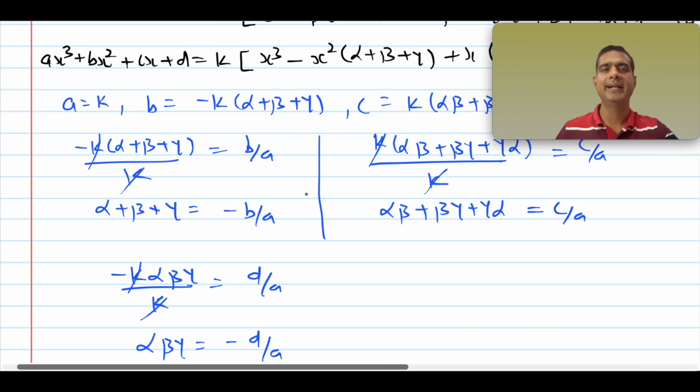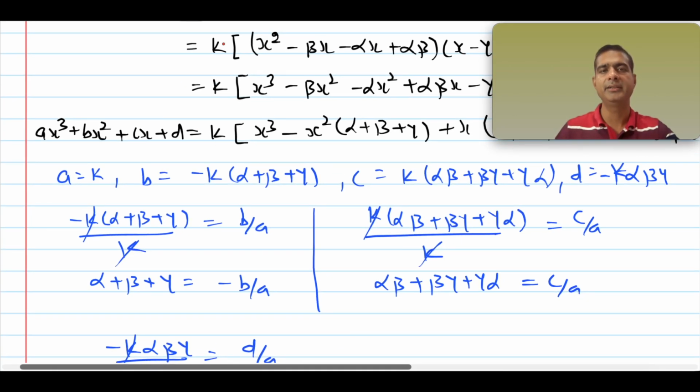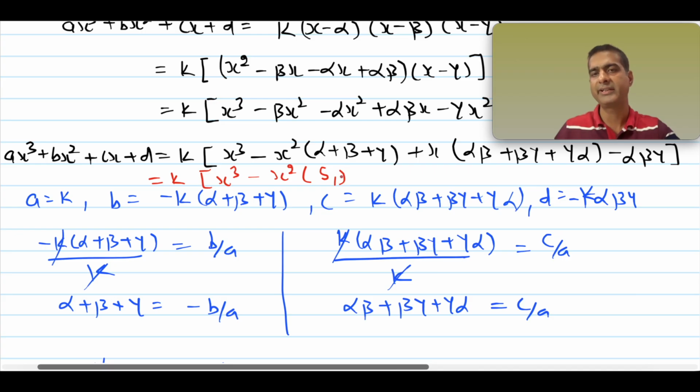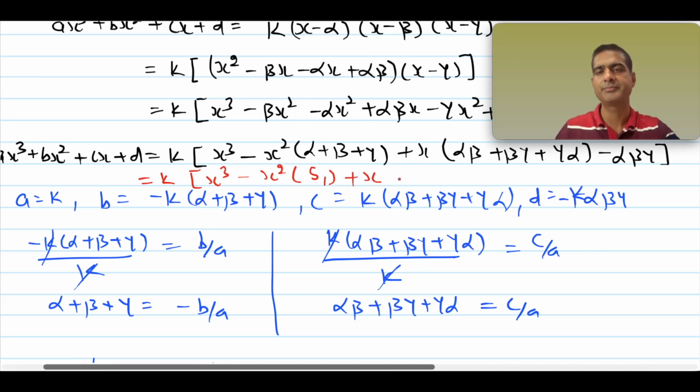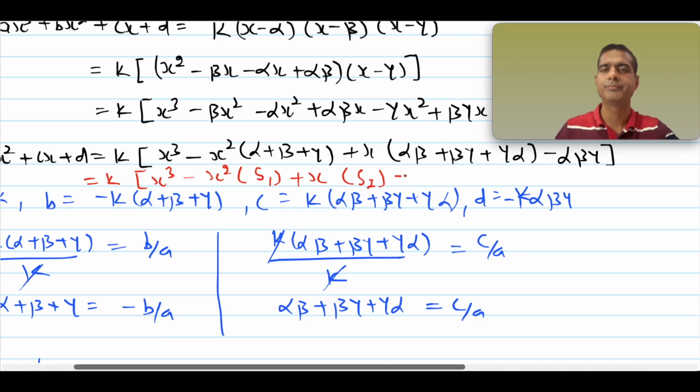And students, here only we can see k times x cube minus x square. This is the sum of the roots taking one at a time, so we can denote it by s1, where s is sum and 1 denotes taking one root at a time, plus x, the sum of the product of the roots taking 2 at a time, so we can write s2, where s denotes sum and 2 denotes taking 2 at a time, negative the product of the roots, which is p.